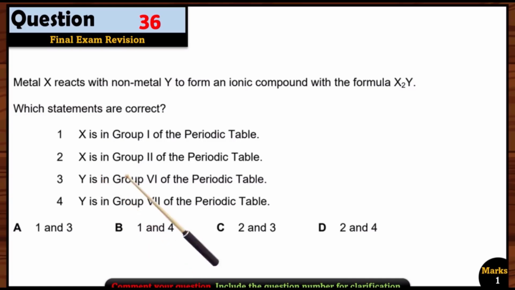Okay, now let's see. Y is in group 6 of the periodic table. Yes, right. X is in group 1 of the periodic table. Yes, that's right. So 1 and 3 option is right. That is A.